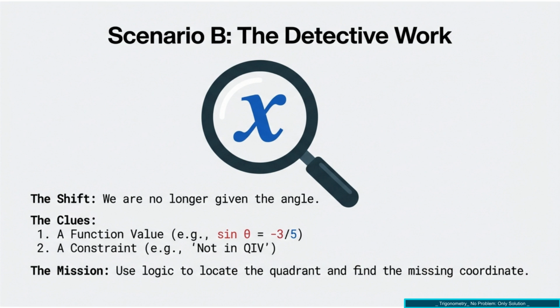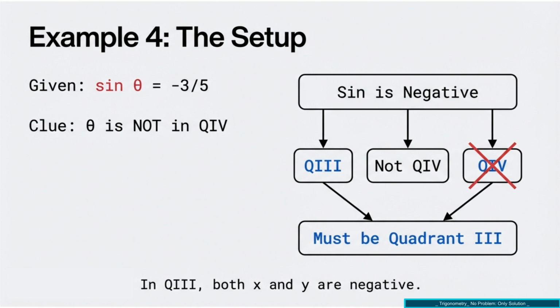Scenario B is the detective work. Here, we are not given the angle but a function value and a constraint. The mission is to use these clues to locate the quadrant and find the missing coordinate. For example 4, we are given sine equals negative 3/5 and the clue that theta is not in quadrant 4. Since sine is negative and theta is not in quadrant 4, it must be in quadrant 3, where both x and y are negative.